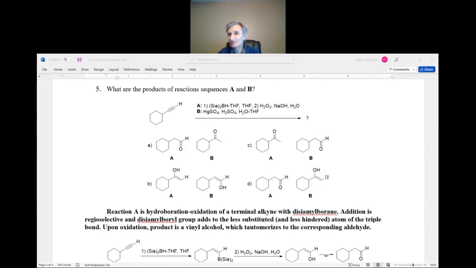This one is actually an intermediate. This is a vinyl alcohol: vinyl, double bond, and alcohol. Vinyl alcohols are unstable and they rearrange to carbonyl compounds. So all of them are unstable and they rearrange to the corresponding carbonyl compounds. So the correct answer is A.